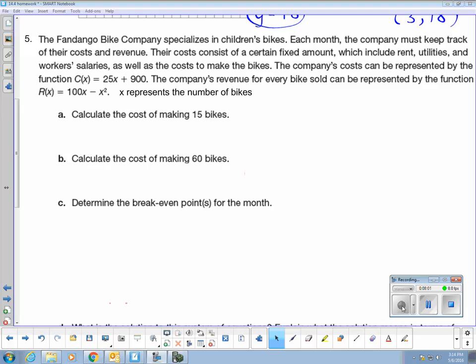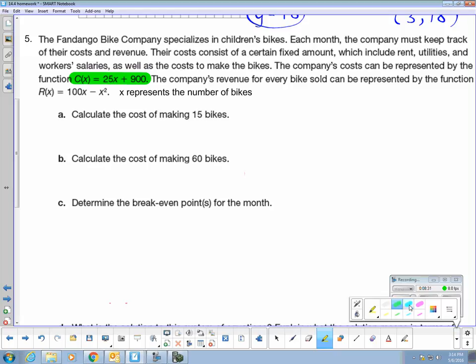In this next problem, we're looking at a business situation where we are producing bicycles and we're given two different functions. The first function that we're given is our cost function. This is how much it costs to produce the bicycles, and x in this situation represents the number of bikes. We're also given the revenue function. That's the amount of income that the company makes on producing all of the bicycles.